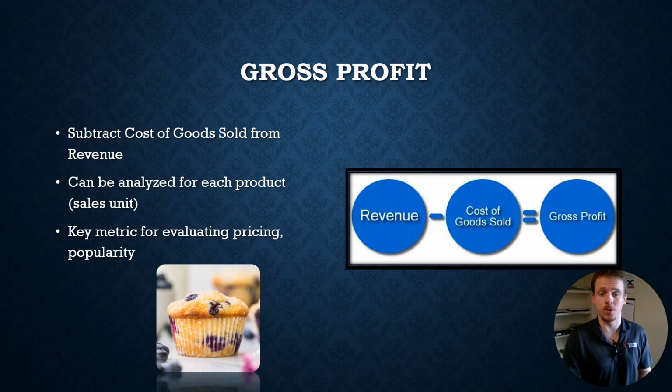Like revenue, gross profit can be analyzed for each individual sales unit. If you're selling donuts as well as muffins, they'll have different revenues and costs of goods sold, meaning they'll also have different levels of gross profit. Determining the gross profit of your sales units allows you to track popularity and pricing, ensuring that you're actually making money on everything that you sell.